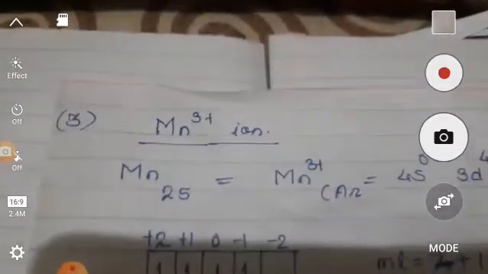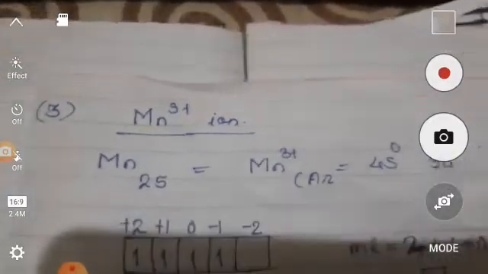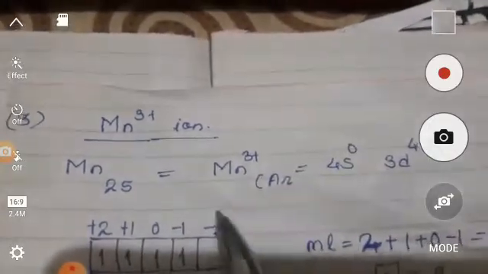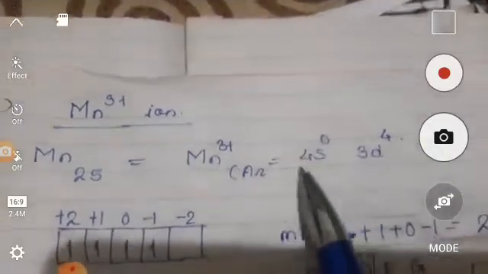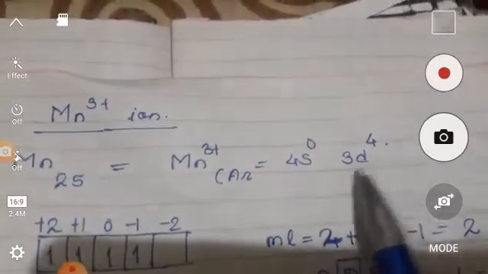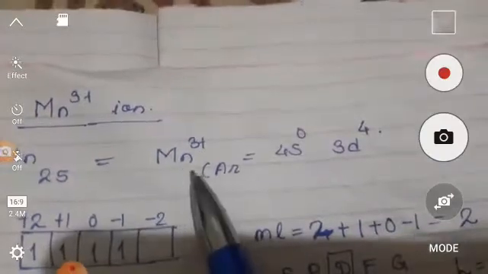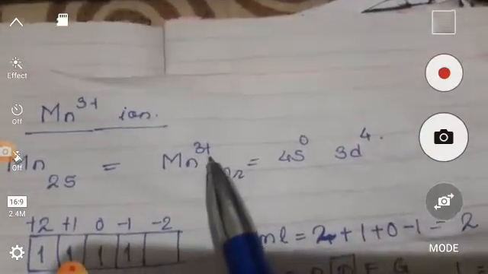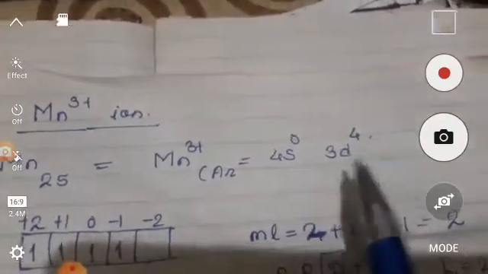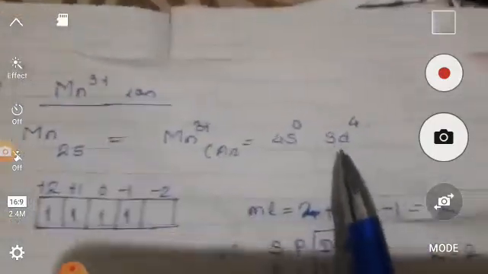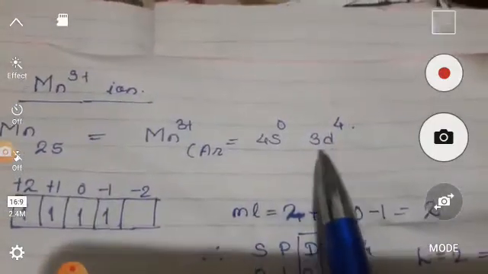Now Mn atomic number is 25. So for the Mn3+ ion, up to argon it is 18, and after that 4s0 and 3d4. The 4s2 and 3d5 is the outermost electronic configuration of Mn, but in case of Mn3+, it is 4s0 and 3d4. So this is the outermost electronic configuration for Mn3+. Now there are 4 electrons in the d orbital.